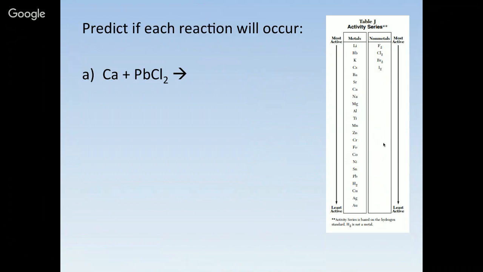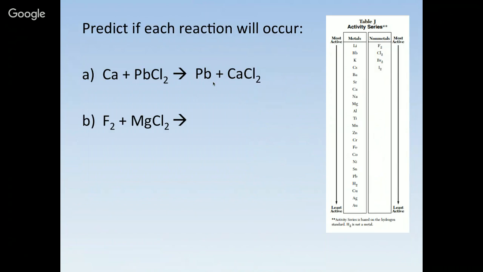Okay, so yeah, Jake, you are right. This reaction is going to happen. And our products are going to be lead on its own with calcium chloride. Now, why does this reaction happen? If you didn't get it right, well, let's look at the table J. We know that our single one needs to be more reactive than the one in the compound. So if we look down here, we have calcium, which is right here. And we have lead down here. So calcium is significantly more reactive, so it's going to replace. All right, let's try another one.